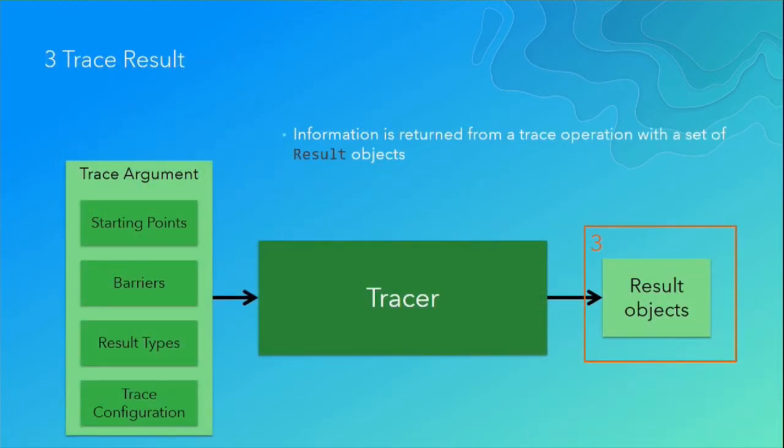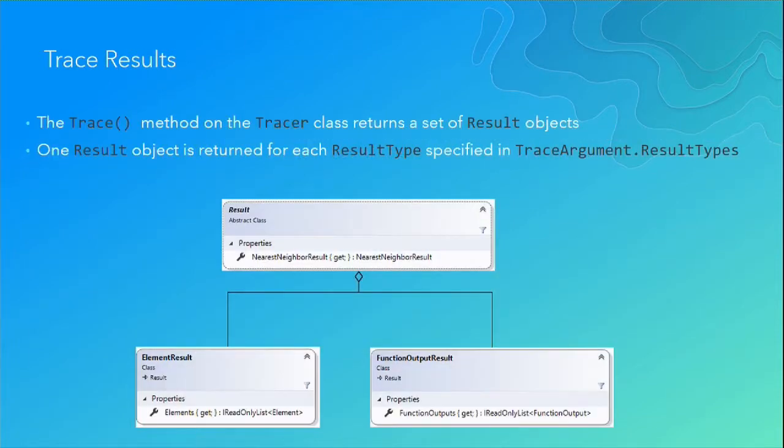Trace results. You get back a set of result objects. You might remember that as one of the inputs to the trace argument, there's a result types collection. You pass in a set of enums saying what kind of results you want. Right now we support two kinds.